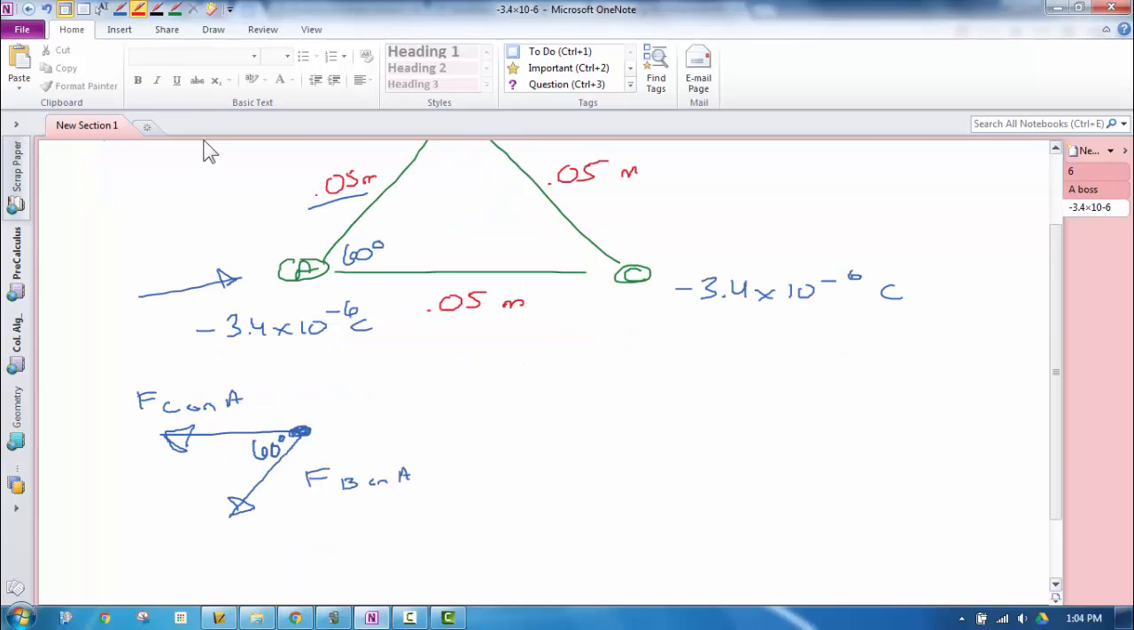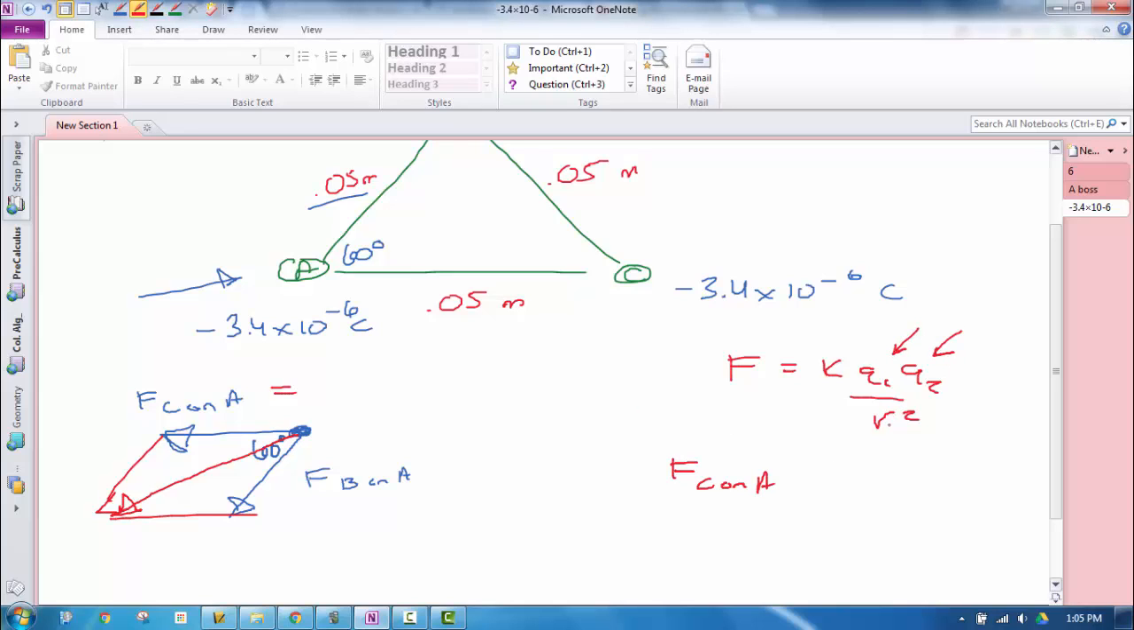So I'm going to use this triangle right here. And I can make a parallelogram out of this using the parallelogram rule. The resultant that I want is the magnitude, which is the diagonal of that parallelogram. So that's what I need to find. And I need to find these magnitudes first. So I'm going to use Coulomb's law, which is k Q1 Q2 over r squared, for both of these. If I do Coulomb's law for the force of C on A by using both charge A and charge C here, and the distance between them is 0.05, I should get 41.6 newtons.